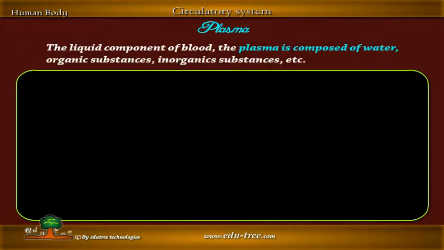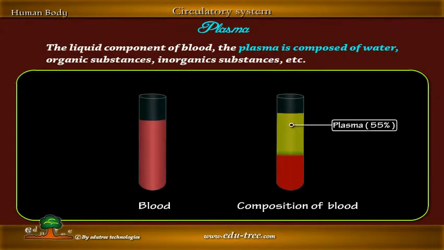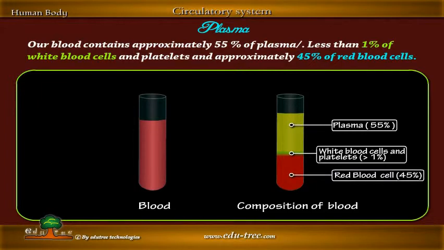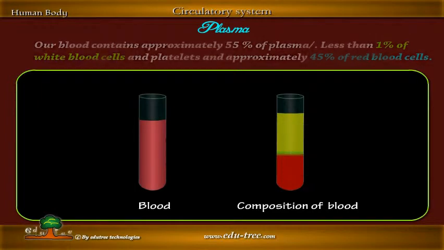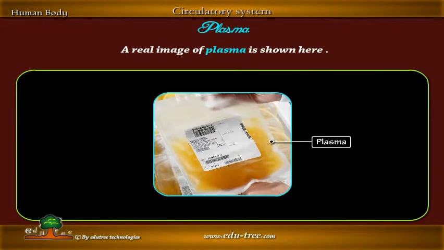Plasma. The liquid component of blood, the plasma, is composed of water, organic substances, inorganic substances, etc. Our blood contains approximately 55% of plasma, less than 1% of white blood cells and platelets, and approximately 45% of red blood cells. The real image of plasma is shown here.